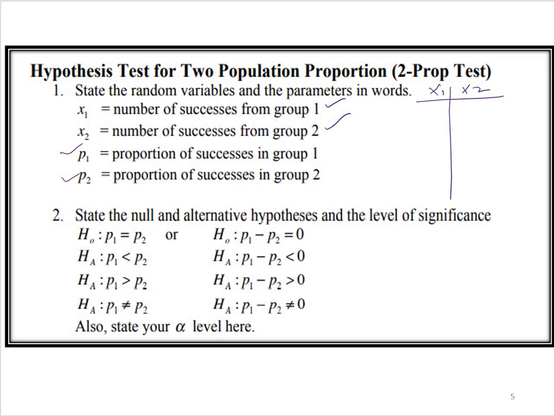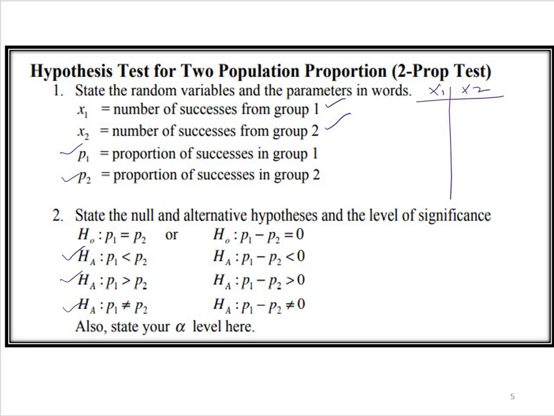So there are two types of tests. One is the two-tailed test, that means P1 equal to P2 or P1 not equal to P2. Then P1 less than P2 is the left-tailed test, and P1 greater than P2 is the right-tailed test. Okay, and that is the alternative hypothesis, and always the null hypothesis is P1 is equal to P2.